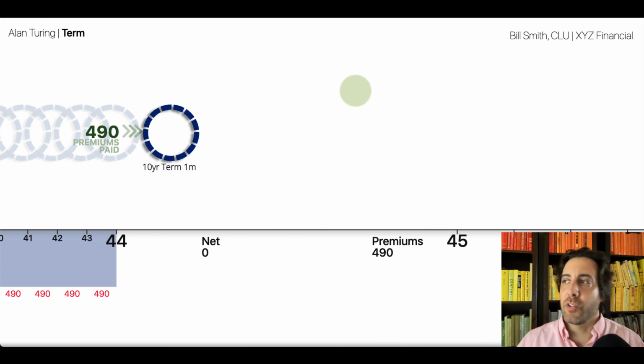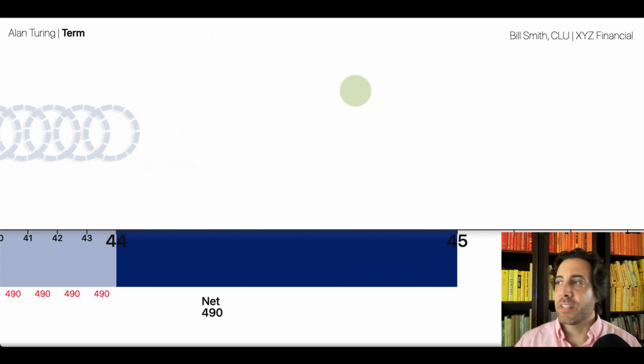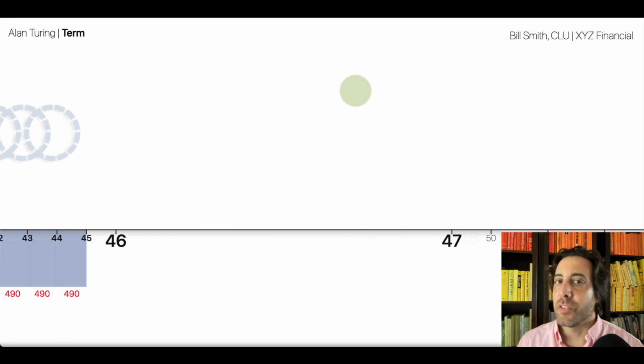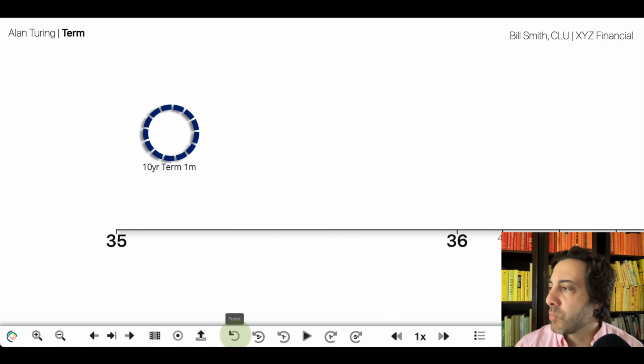This is the last year this term policy will be around. This is the most important year, really. So they pay the premiums, end of year, the contract is gone. So now if we press pause, we can see how much death benefit would go to this person's heirs, and that would be nothing. So let's reset this animation.